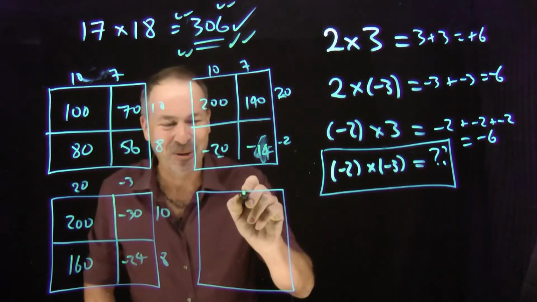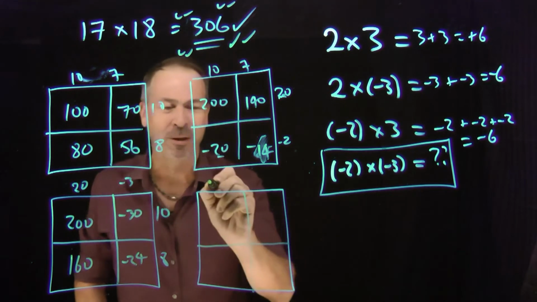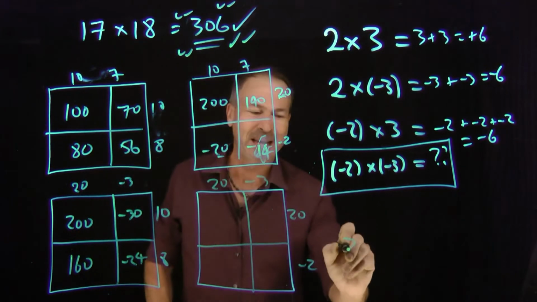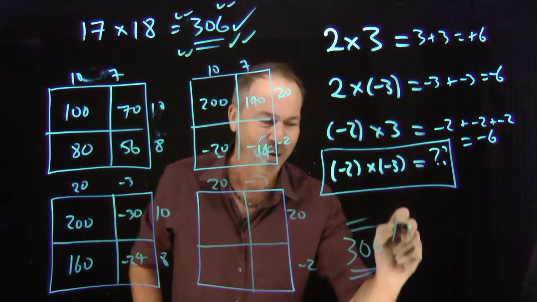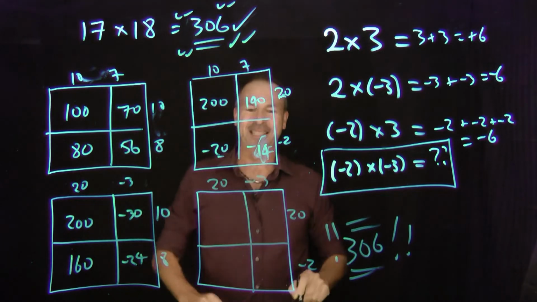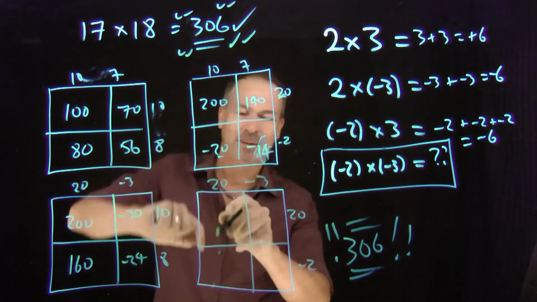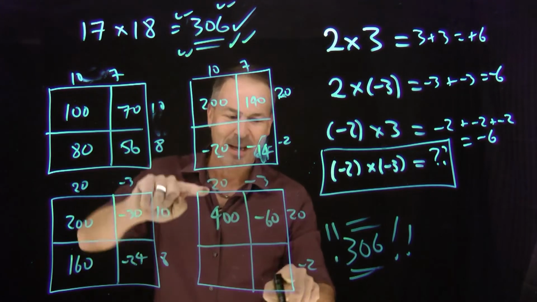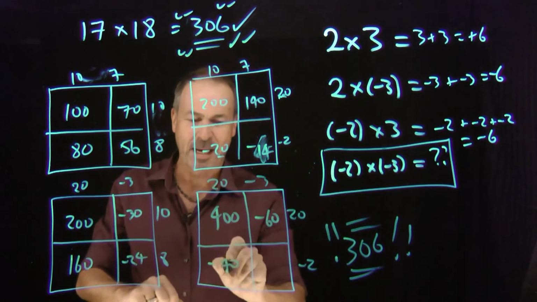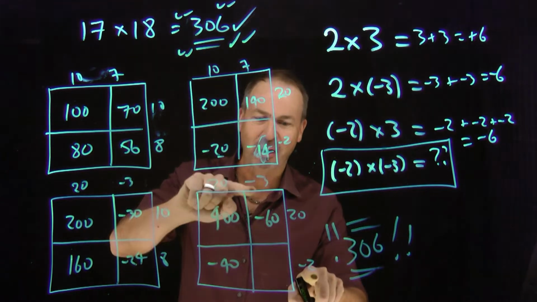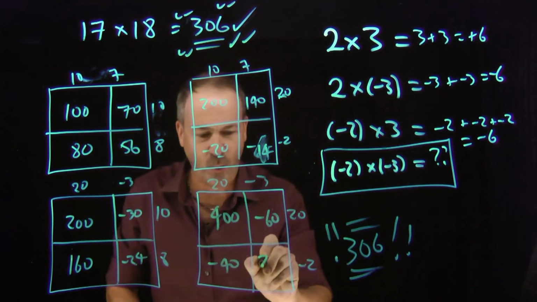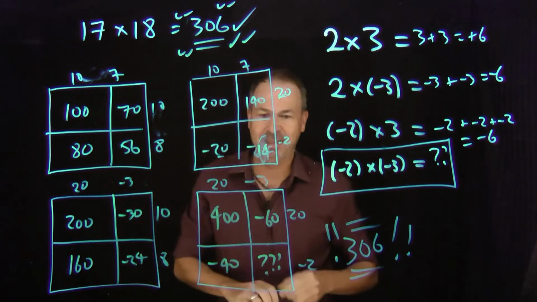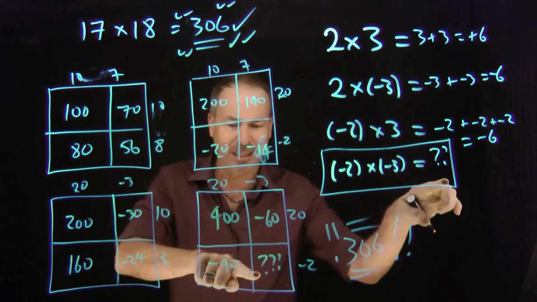So now let's do the irresistible thing. Let's be quirky with both the 17 and the 18. Let's do it. We know the answer is going to be 306. The math wants the answer 306. So let's see what happens. This piece, 20 times 20, 400. This piece, 20 times negative 3, negative 60. This piece, 20 times negative 2, negative 40. And this piece is negative 2 times negative 3. That's our question mark. All right, so what's math telling me? What is the answer to this mysterious problem?